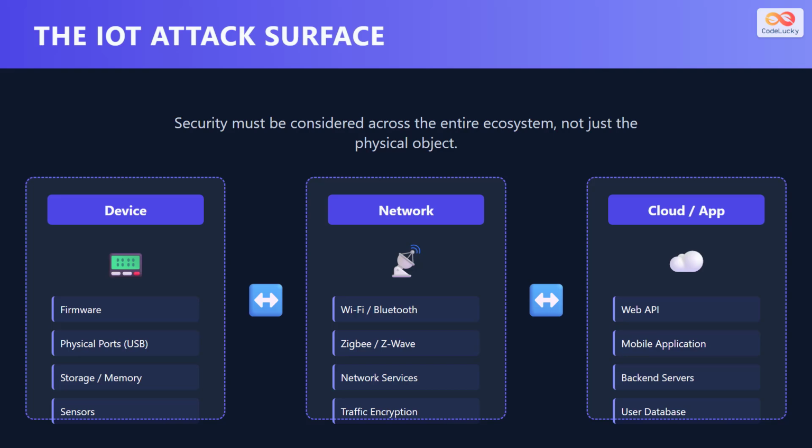To understand how attacks happen, we must look at the attack surface. It is not just about the physical device. The attack surface spans three main layers: the device itself, including its firmware and storage, the network layer, covering Wi-Fi and communication protocols, and the cloud or app layer, which includes the servers and mobile applications that control the device. Security flaws can exist in any of these areas.